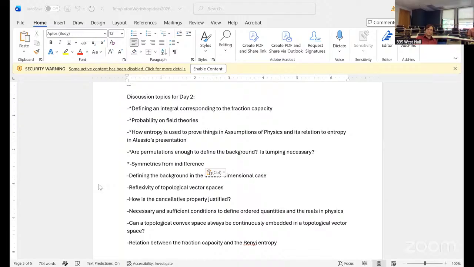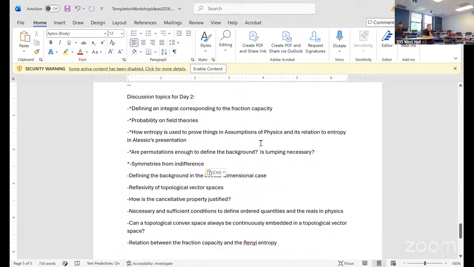So we're coming to the more difficult issues, I think. The relation between the continuous embedding of a topological vector space in a topological convex space, and the relation to the cancellative property. Those are all related to each other, right? Yeah, but the cancellative property is a lot easier.